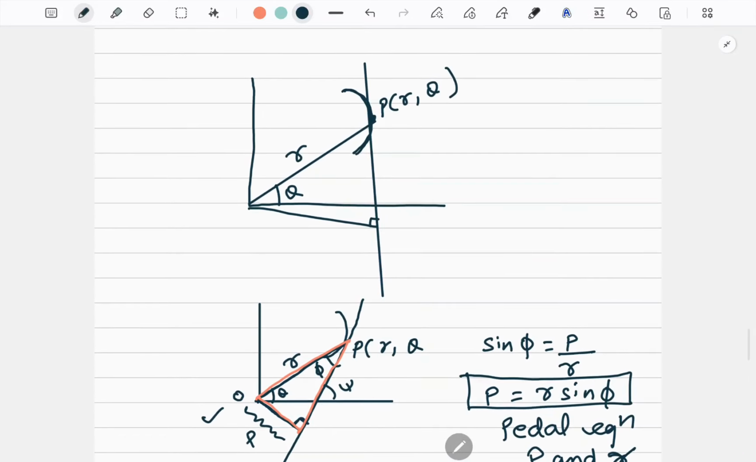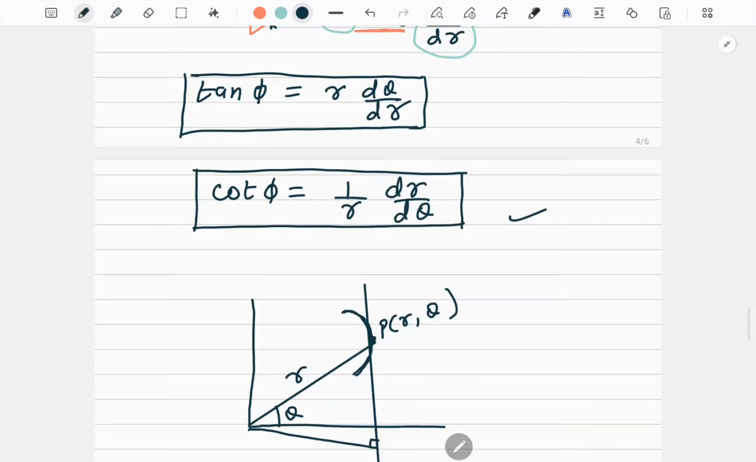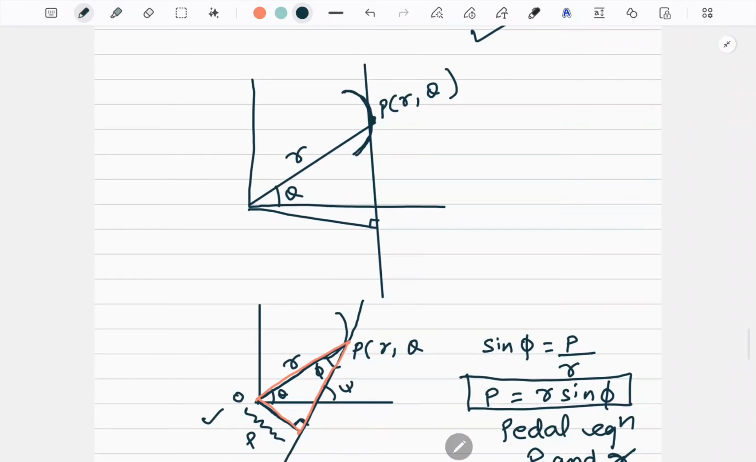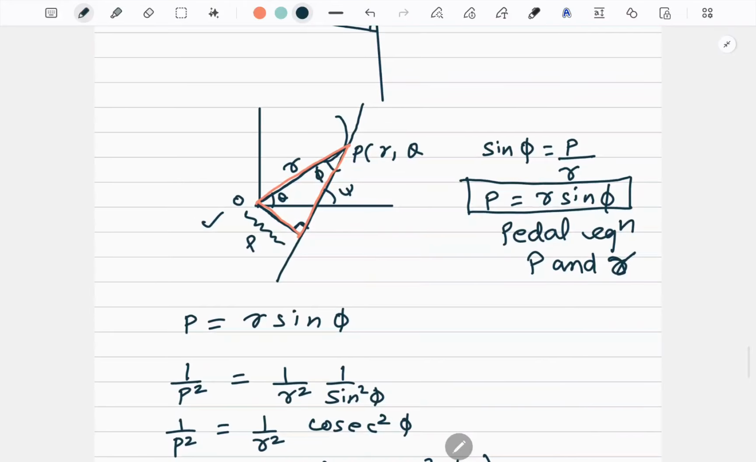Right? So this is another form of the pedal equation. Correct? So I have taught you two very important formulas. One is the expression cot phi is equal to 1 by r dr by d theta, which is very important from the exam point of view. Second, I have told you the expression for the pedal equation and its derivation. So in my next video, I will be doing the questions.